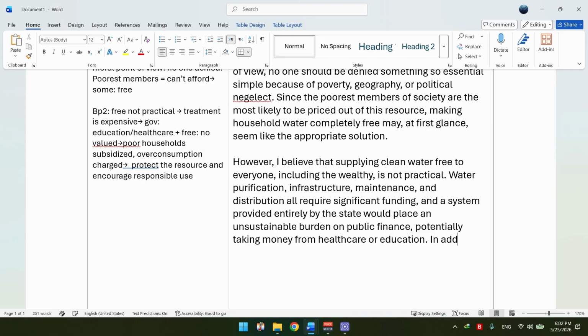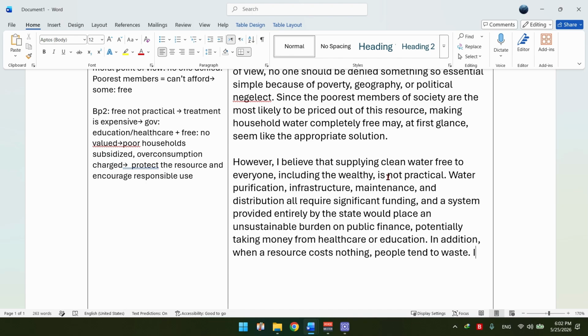In addition, when a resource costs nothing, people tend to waste it, unfortunately. Not everybody, but generally speaking, we have seen that resources are wasted when no value is put on them.